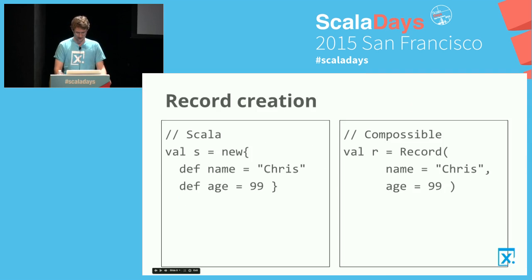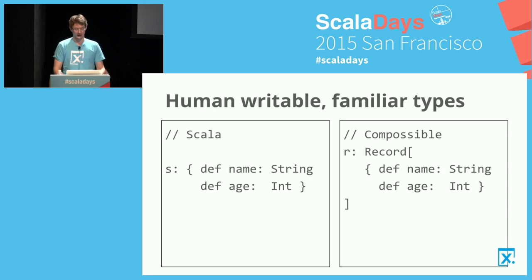So what operations do I have? I showed creation already, but I'll be a little quick on these slides. So composable records use Scala structural types as a type argument to describe what the record looks like. That means that the structural type is actually easy to write because you just write the Scala type. And it looks very similar.